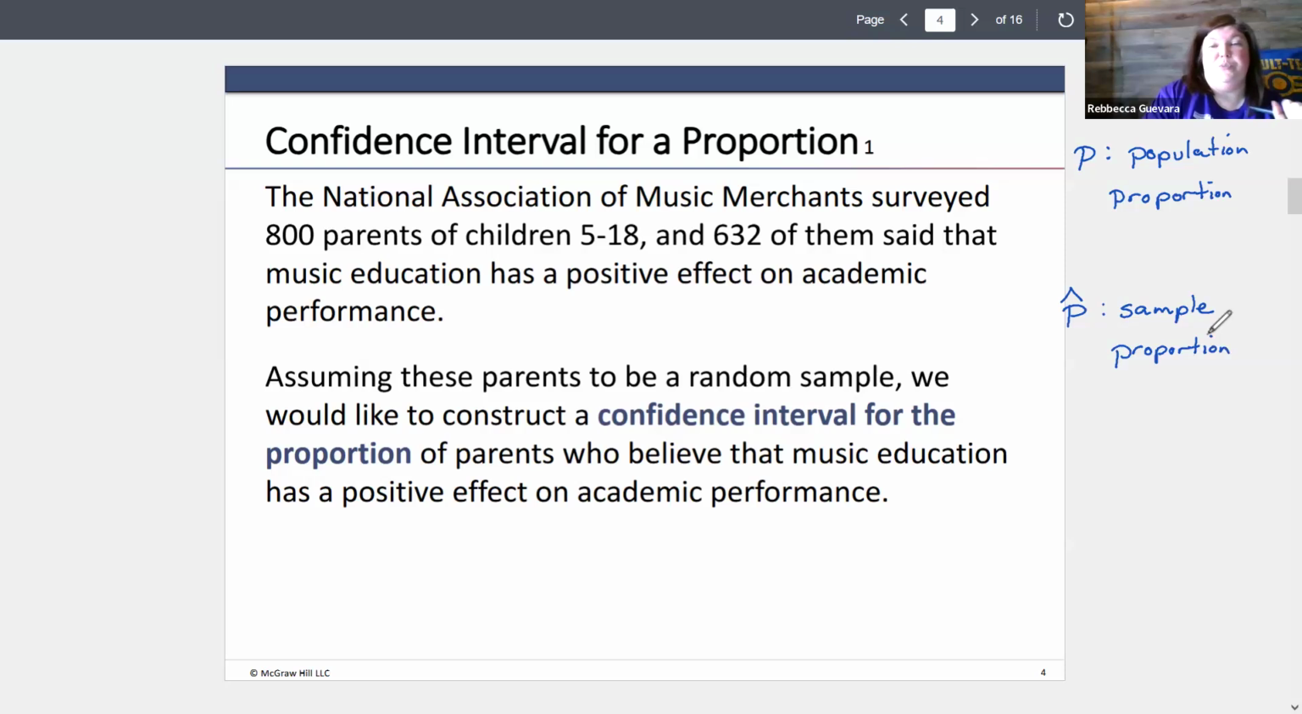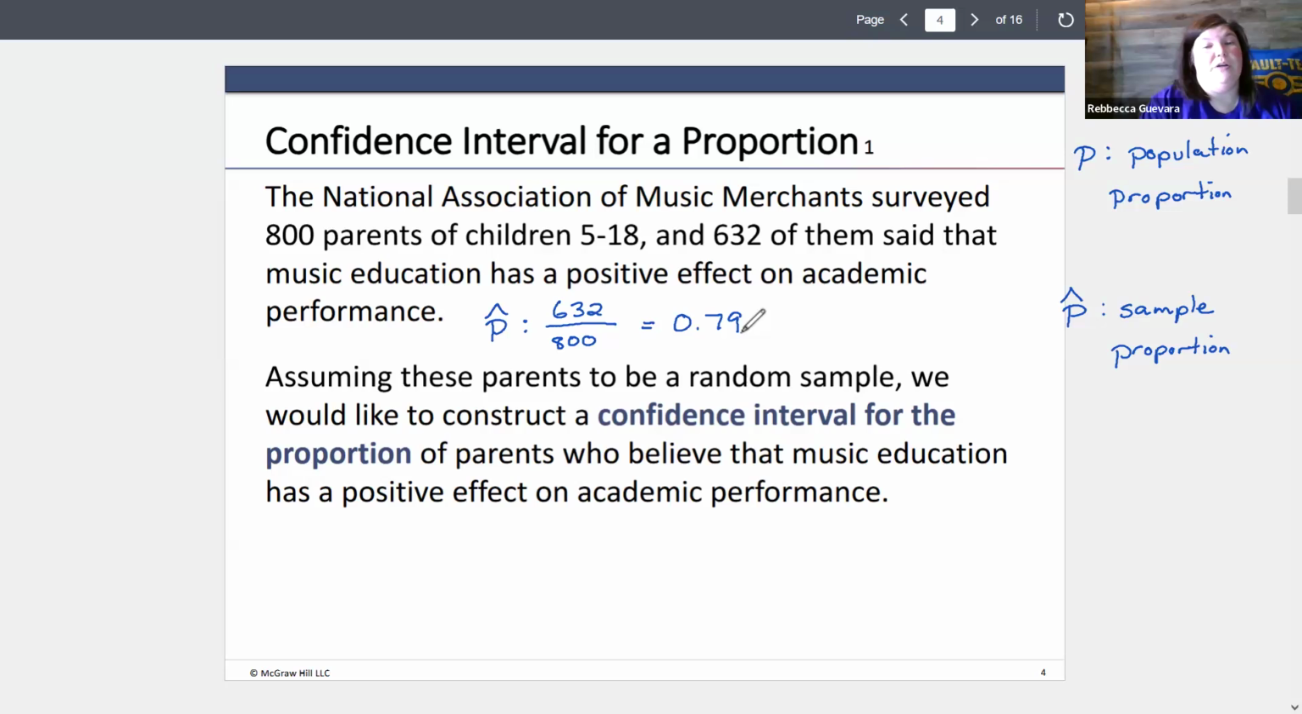The National Association of Music Merchants surveyed 800 parents of children between the ages of 5 and 18, and 632 of them said that music education had a positive effect on academic performance. So if I'm looking for my P hat, my sample proportion, we had a sample of 800 people, and we just want to figure out the proportion of them who said music had a positive effect. Well, that was 632 out of that 800, or 0.79. So 79% of the parents of children who were in an academic program said it had a positive effect.